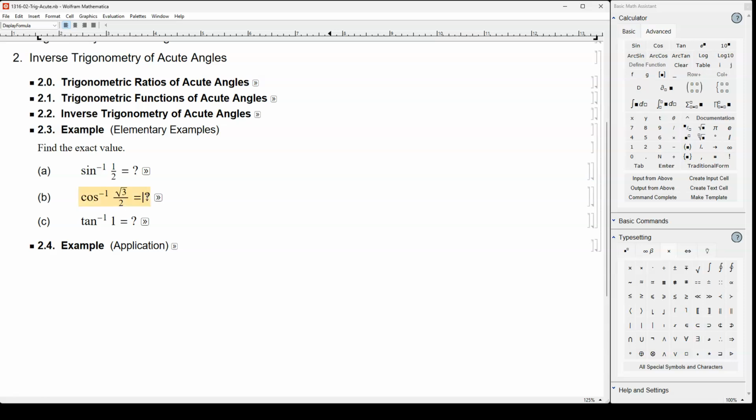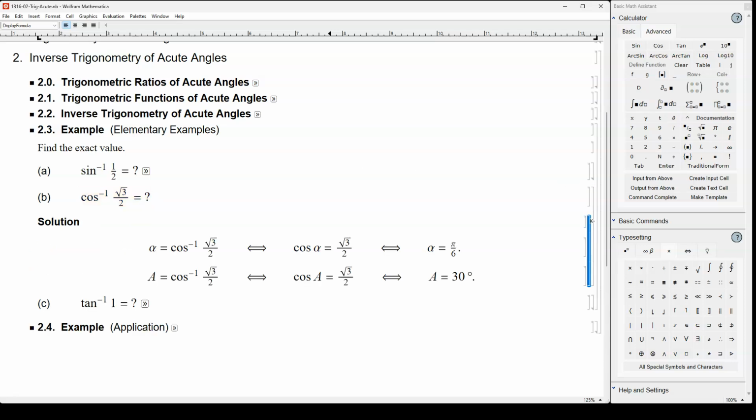Next, inverse cosine of square root of 3 over 2. What do you think this is? Well, use your calculator again. What do you get? If you set it in degree mode, you're going to get 30 degrees. In radian mode, pi over 6.